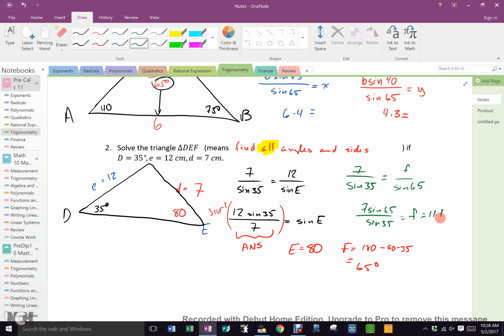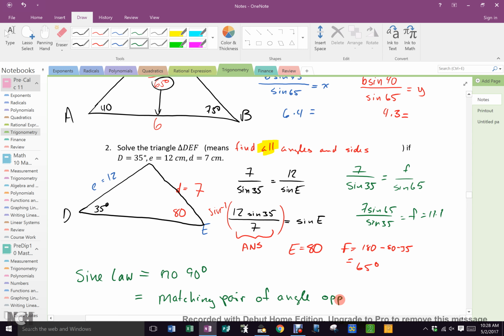It's really good with no 90 degrees. And what do you need to make it work? Sine law is for no 90 degree, and I need a matching pair of angle and opposite side. If you can get that, you can do the sine law. Everybody cool?